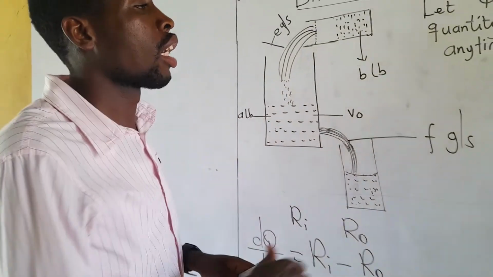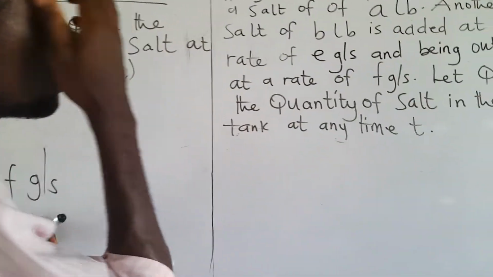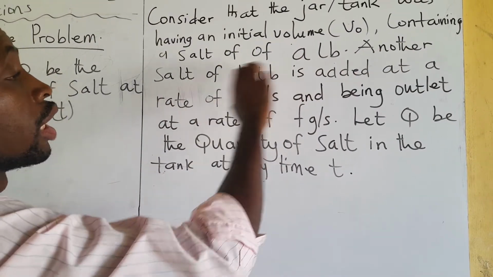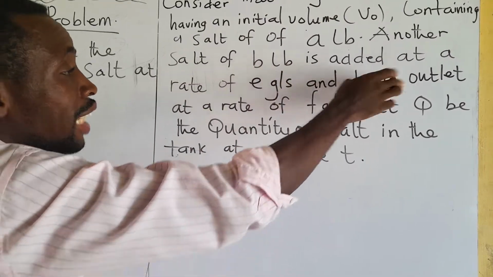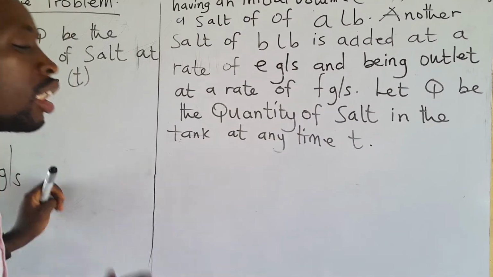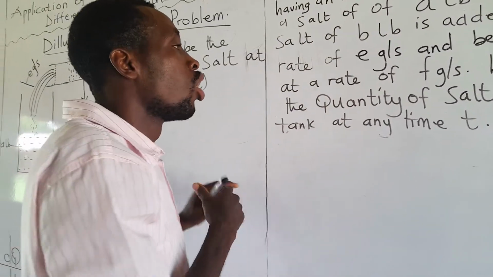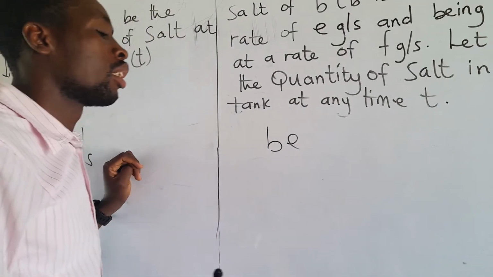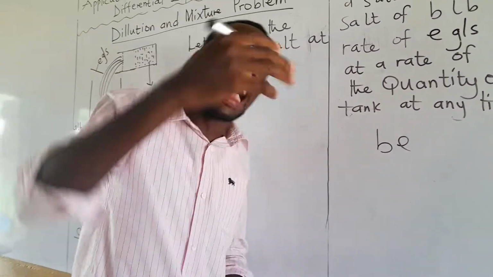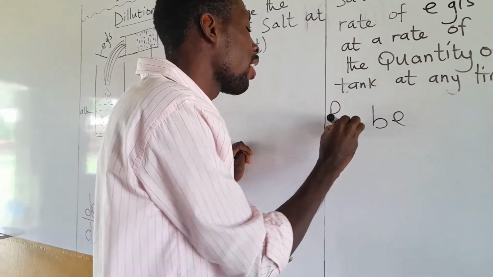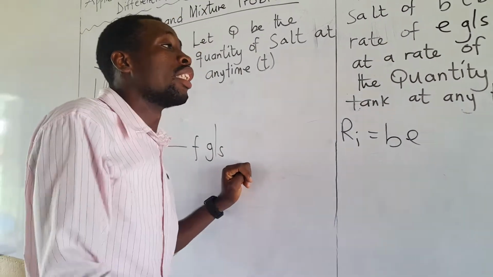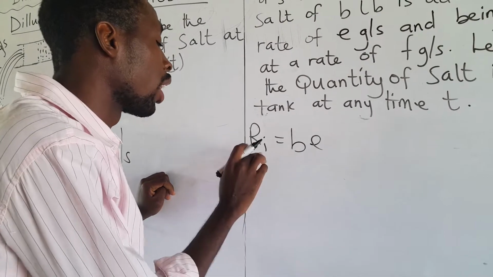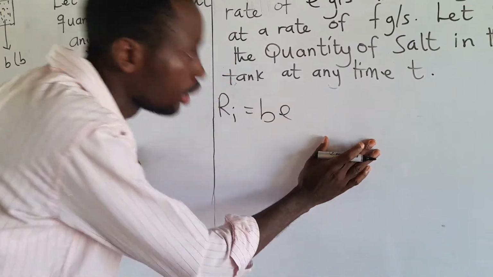Now let's come back to this. If another salt of B pounds is added at a rate of E gallons per second, then the total quantity of salt that we add will be the rate times the quantity of salt that we add. So that's the quantity of salt solution that enters the jar. Then we can say this is our R in. The rate at which it enters times the quantity. So we can say our R in is B times E.